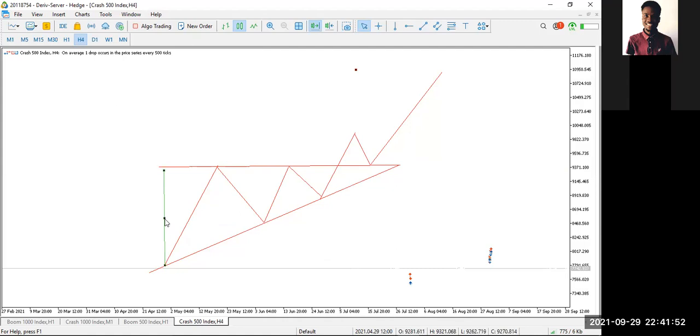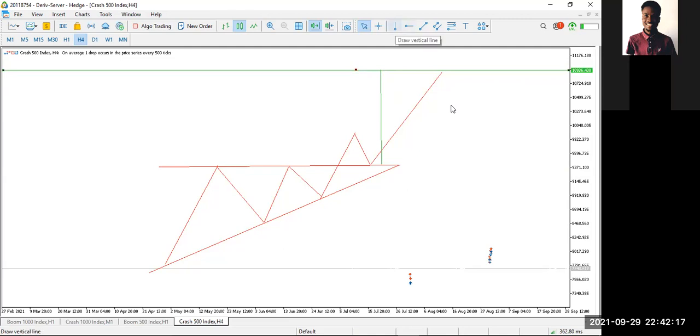So you just measure the horizontal distance here and bring it here from your point of entry. So now you're expecting your take profit should be around here. So you're expecting to place your take profit somewhere around here. So how do you now place your stop loss?